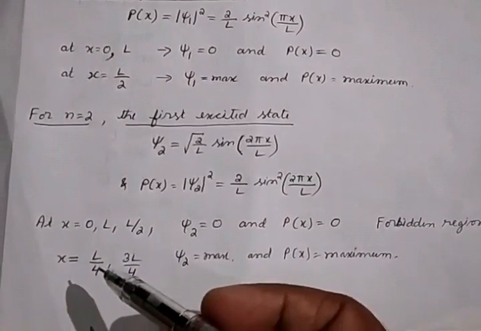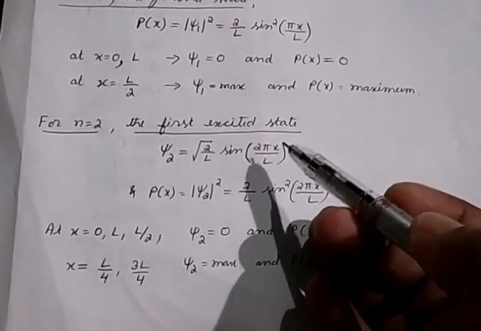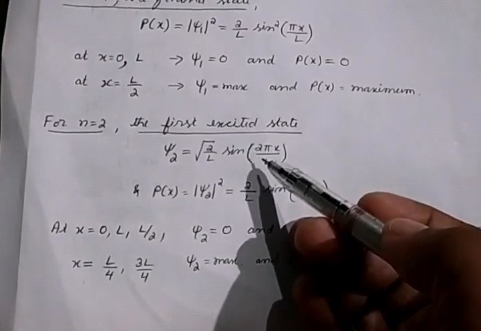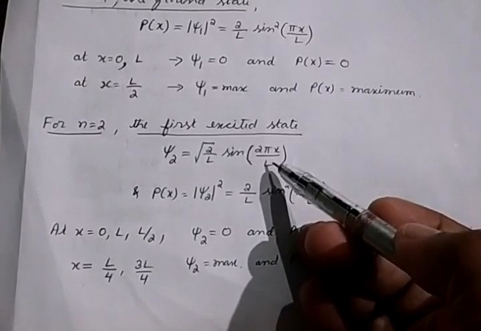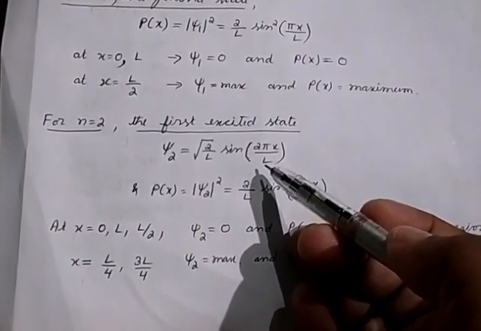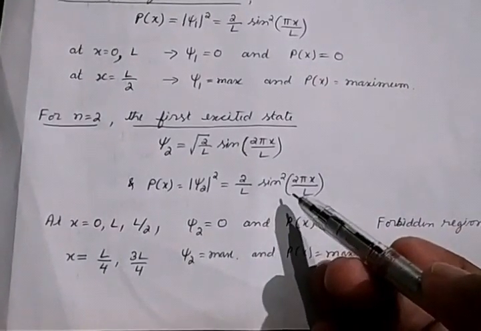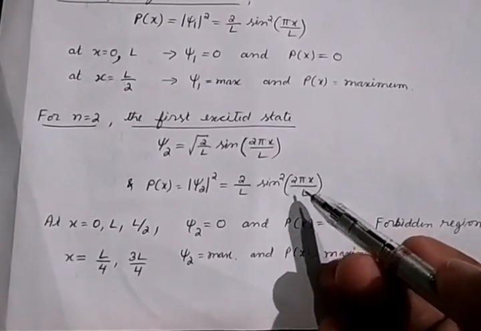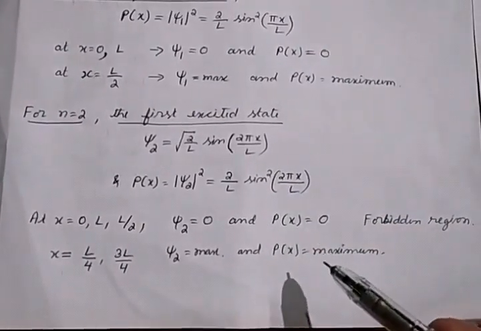Now let us see some other points, say x equal to L by 4 and 3L by 4. When you put x equal to L by 4, it becomes sine of pi by 2, which is maximum. If we put x equal to 3L by 4, this becomes sine of 3 pi by 2, which is also maximum but a negative value. The same is true for the probability function. For L by 4 it becomes maximum, and for 3L by 4 it also becomes maximum. You have a square here, so no negative value, both will be positive.